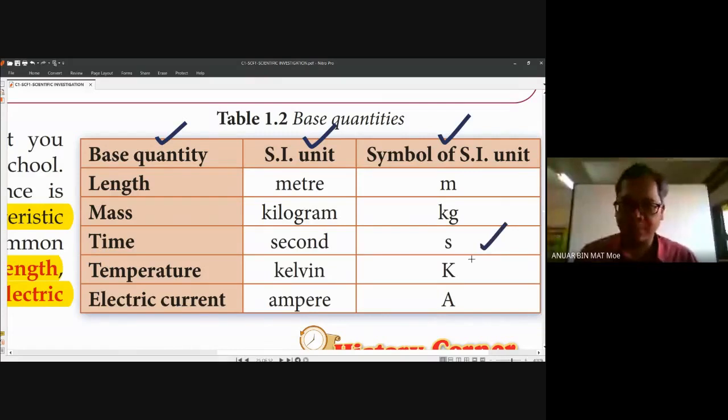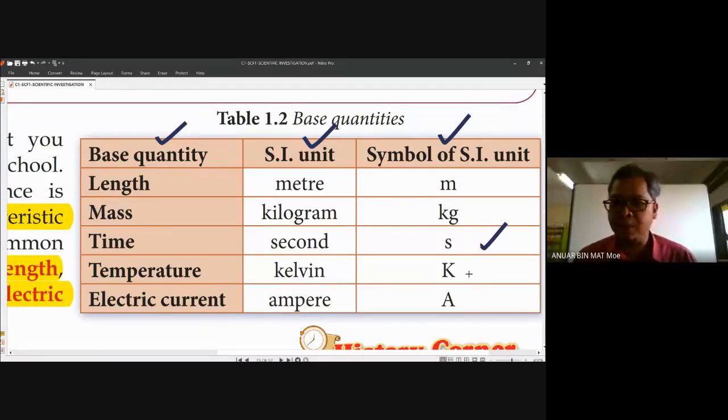Okay. For temperature, the SI unit is Kelvin, and the symbol is the capital K, big capital. And for electric current, the SI unit is ampere, and the symbol is capital A. Okay, not a small letter for Kelvin and ampere.